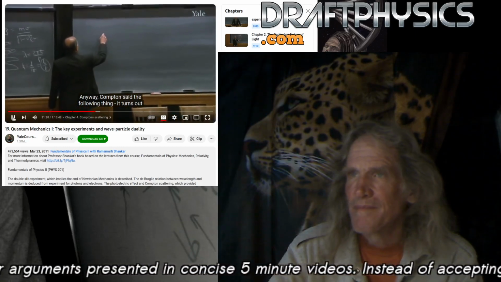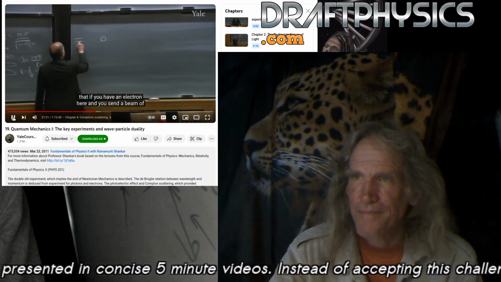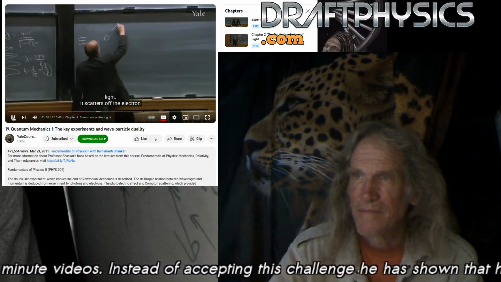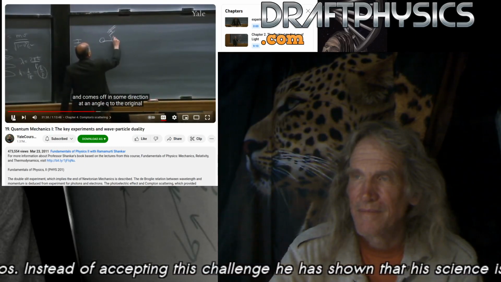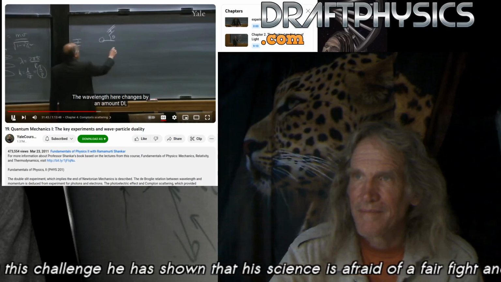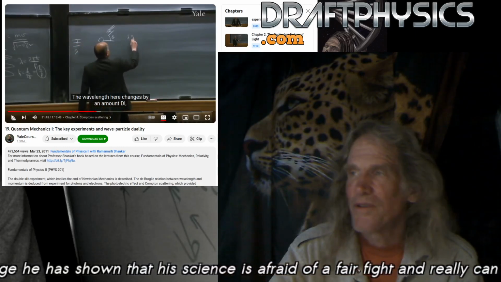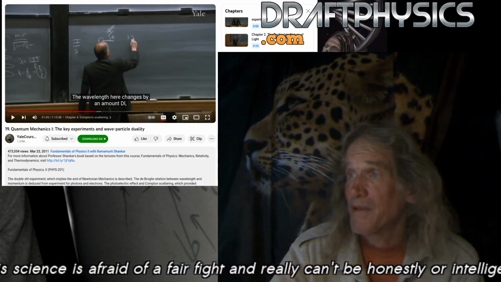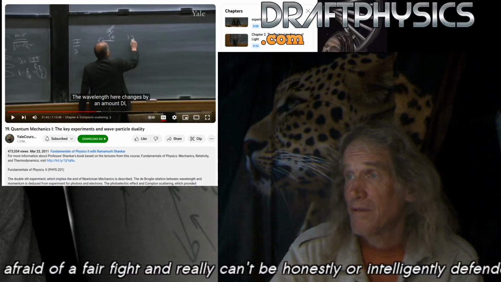It turns out that if you have an electron here and you send a beam of light, it scatters off the electron and comes off in some direction at an angle theta relative to the original direction. The wavelength here changes by an amount delta lambda. All right, so this is the part where I did a whole spiel, and it's just unfortunate I have to redo it all. So I'll redo it all.